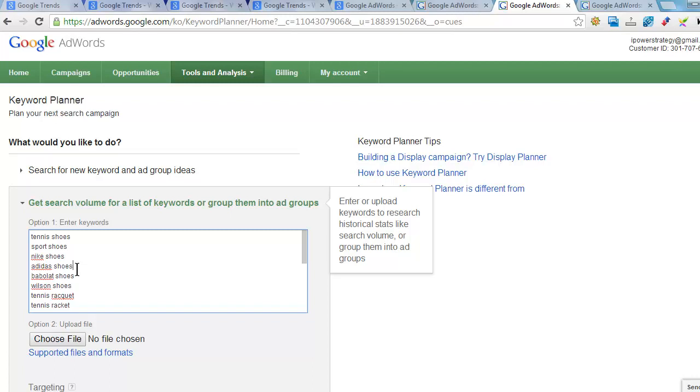Remember, search volume is an indication of demand, and demand equals opportunity if there is no competition. So once again, I'm trying to study if people want more Adidas shoes or Babolat shoes or Wilson shoes. And by the way, how do people write tennis racket? Do they spell it with a Q or with a K? What is their way of searching?